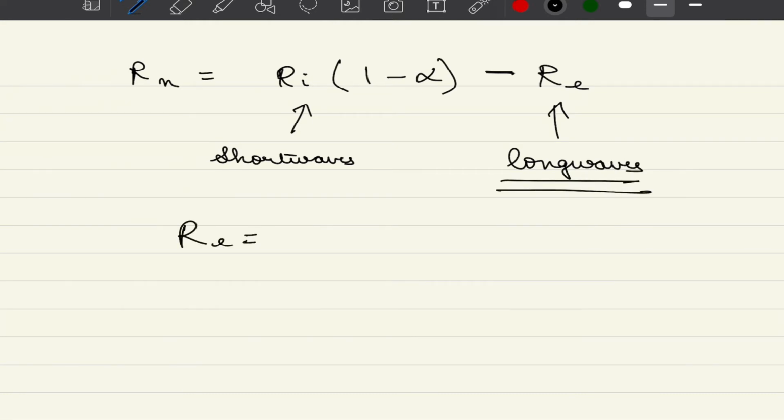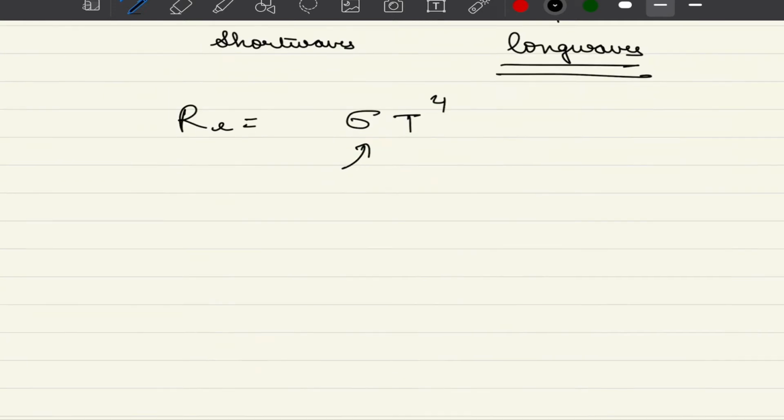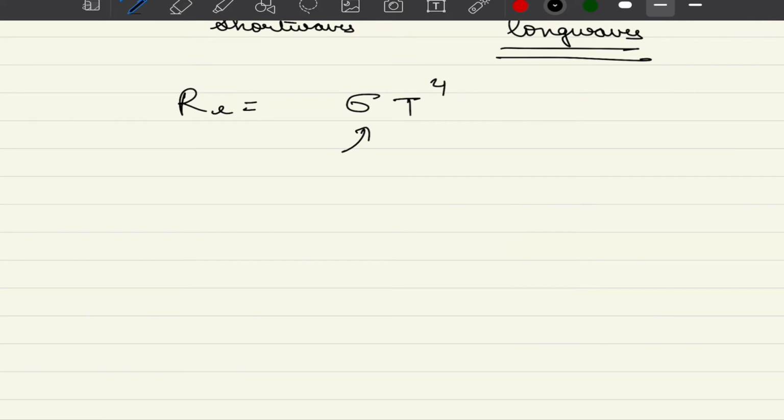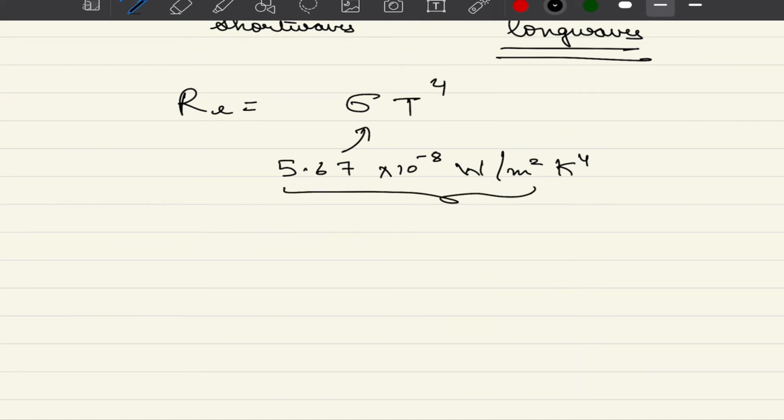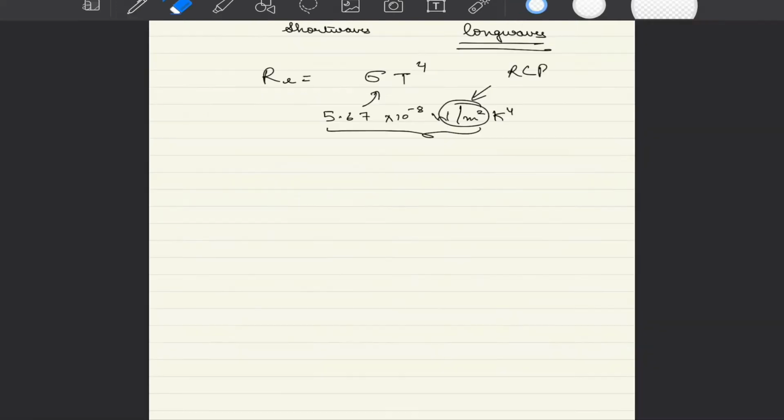And the magnitude of these long waves is controlled by the Stefan-Boltzmann law, which says that the rate of emission by a black body is given by sigma times T to the power 4, where sigma is the Stefan-Boltzmann constant, which has a value of 5.67 times 10 to the power minus 8 watt per meter square K raised to power 4. And whenever we talk about energy budget in the context of earth and atmospheric processes, this watt per meter square is the unit that we frequently encounter.